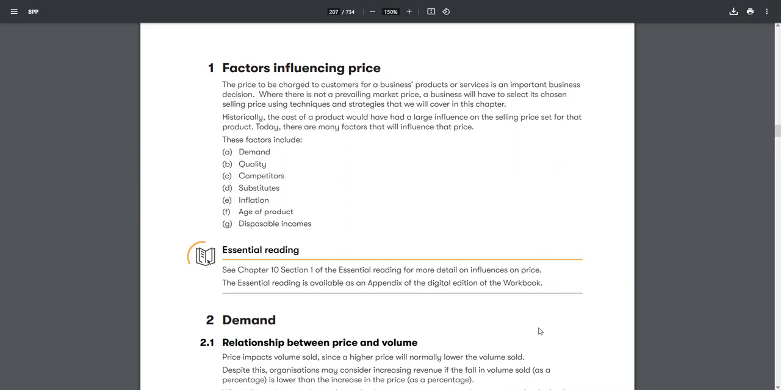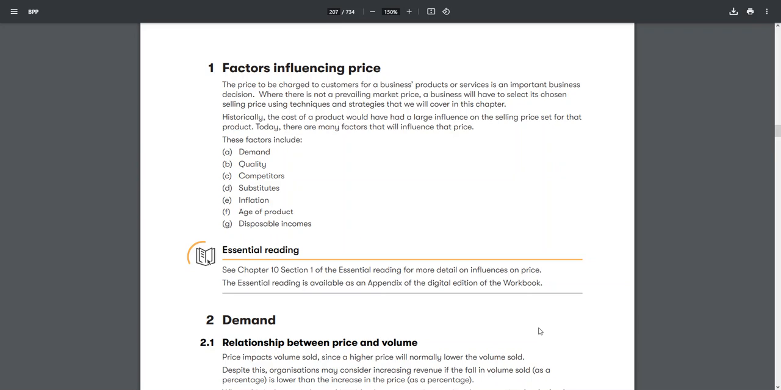Okay, today we are looking at the pricing chapter. What I'm going to do is first skim through the theoretical parts in this chapter and then come to the numerical parts. Okay, first things first, let's look at the factors influencing price.